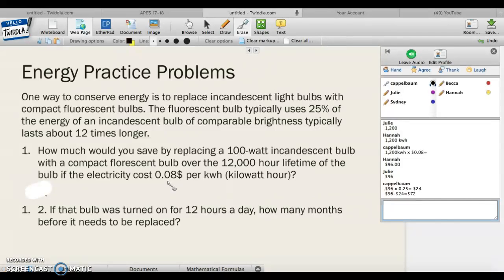All right, so let's look at number 2. Number 2 is asking, if the bulb was turned on for 12 hours a day, how many months before it would need to be replaced? So we're going to have to make an assumption here that isn't provided, that the number of days in a month will be 30. So we'll use that as our average to determine how long it would last.